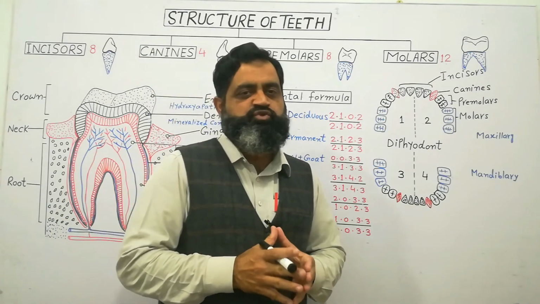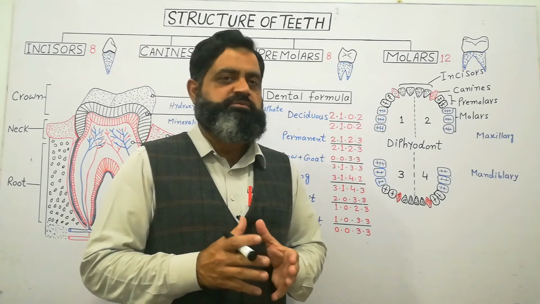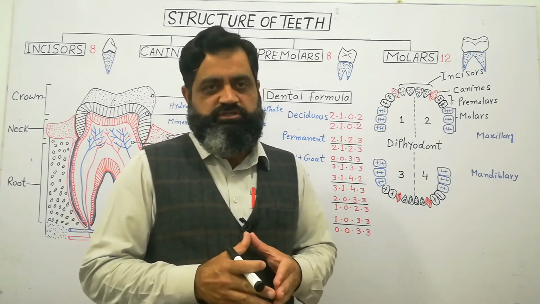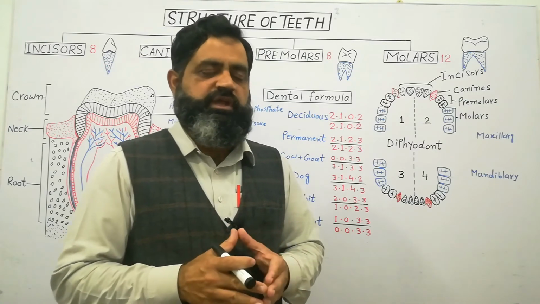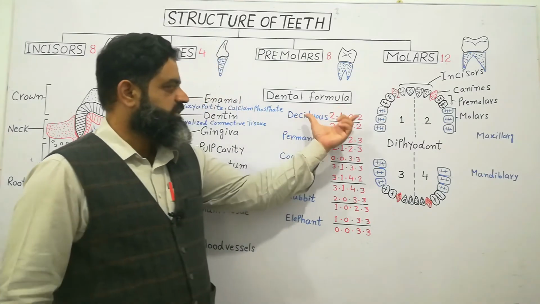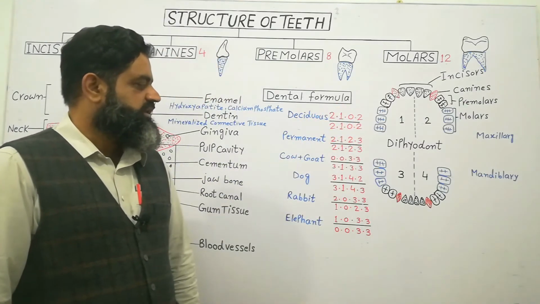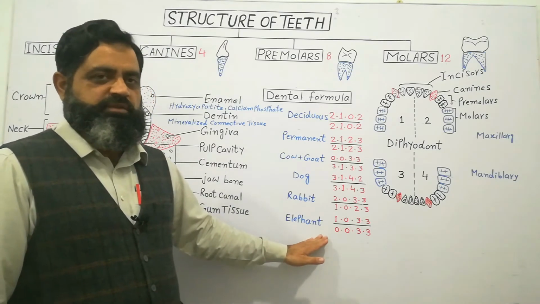Dental formula actually represents the different types of teeth in any kind of organism, with which we can distinguish different types of teeth in any kind of animals. So I have made some examples of formulae for different species from the animal kingdom.